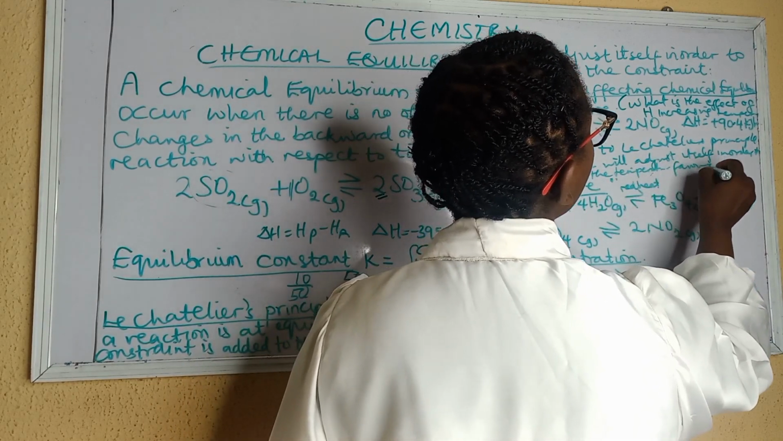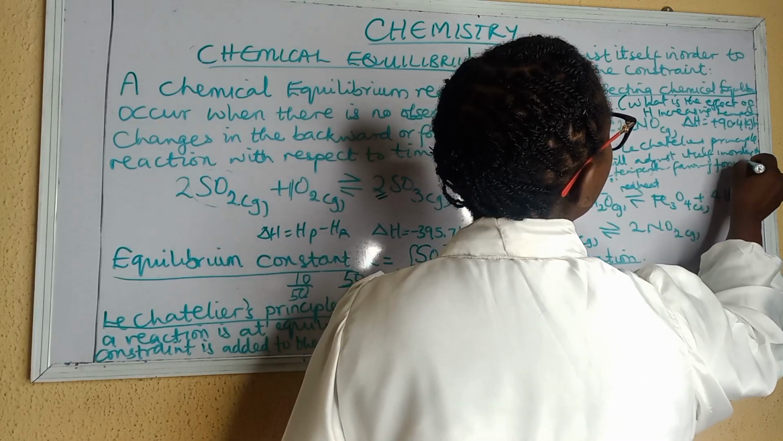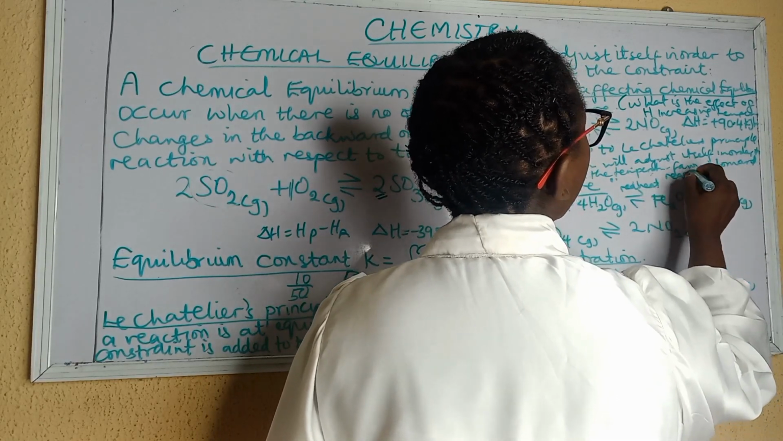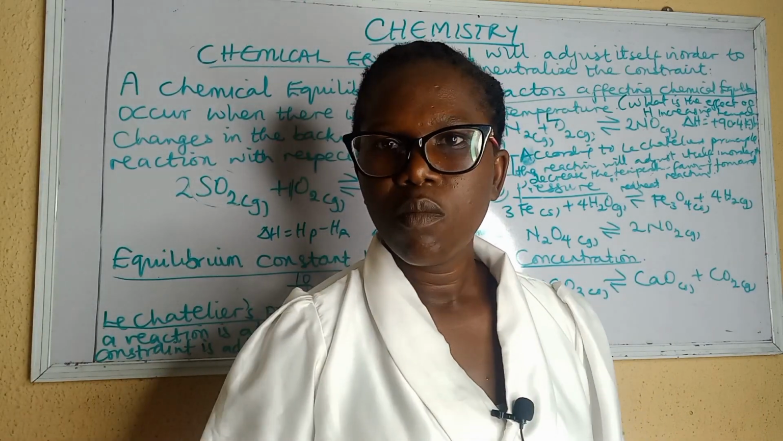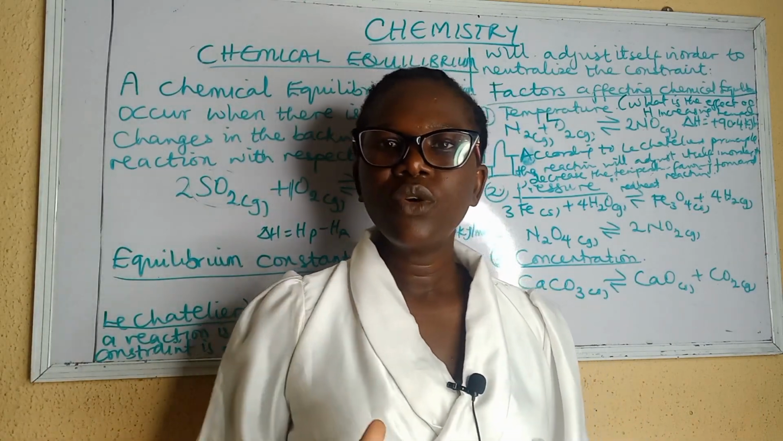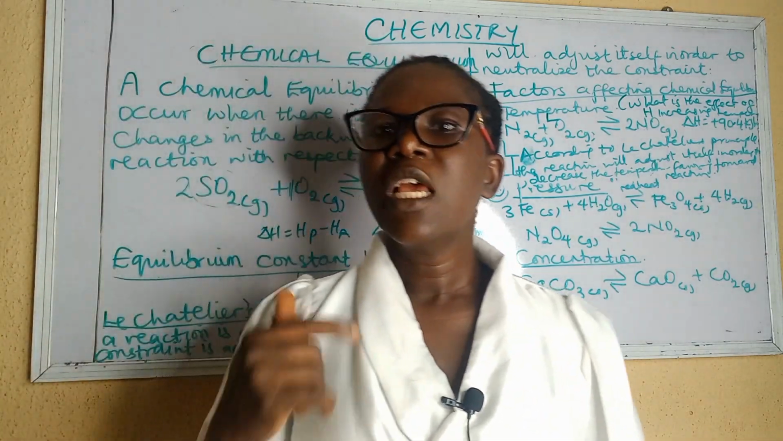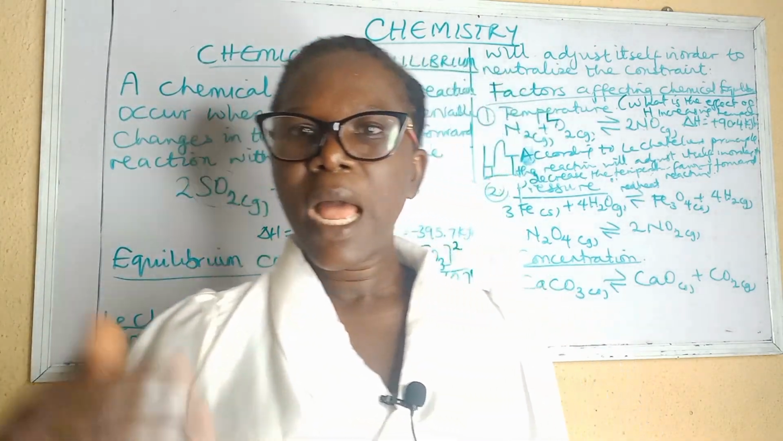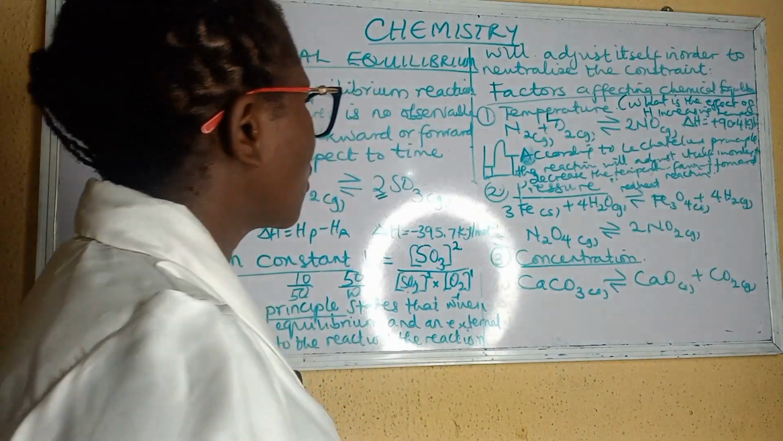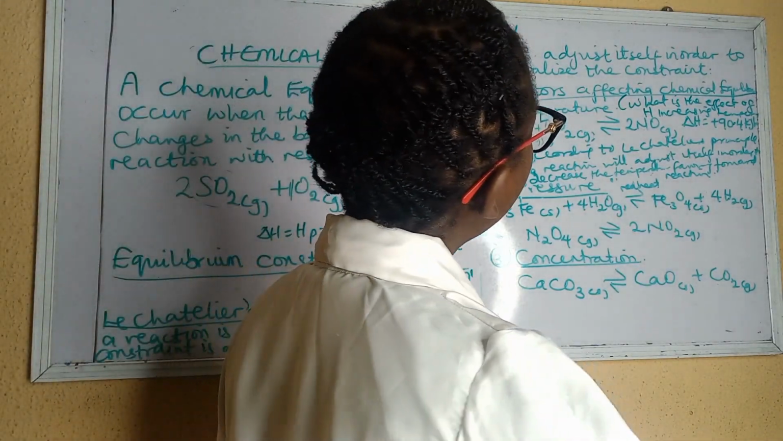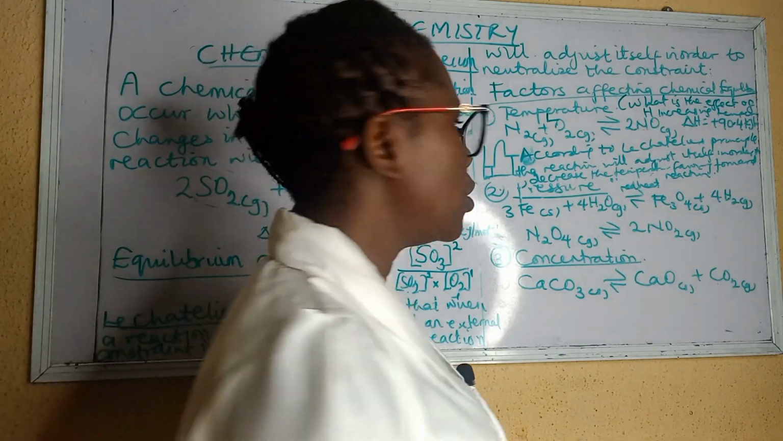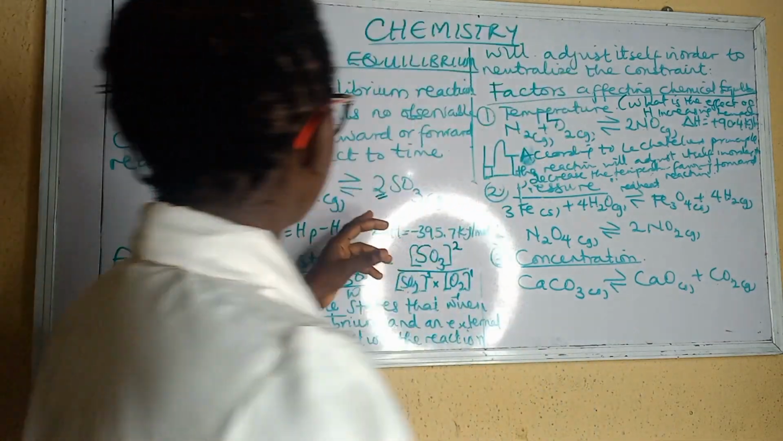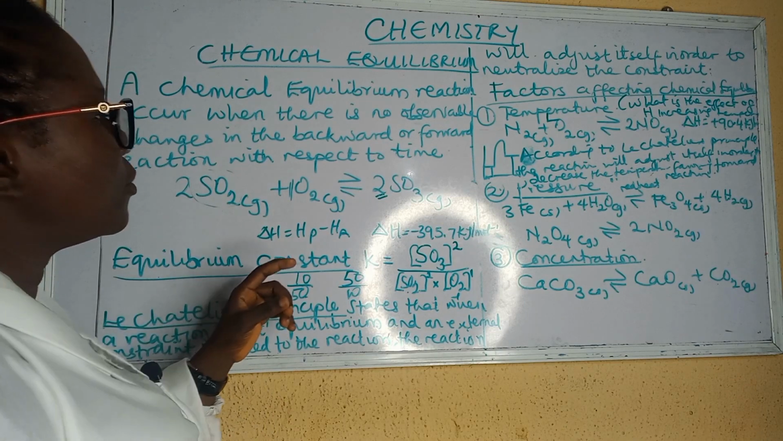favoring the forward reaction. And anytime the forward reaction is favored, it always leads to more product formation. And I told you that the equilibrium constant increases anytime more products are produced. So equilibrium shifts to the left, more products are formed, and the forward reaction is being favored. Now let's look at the effect of temperature on this reaction again.